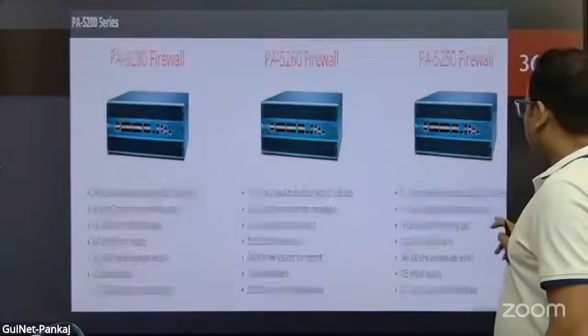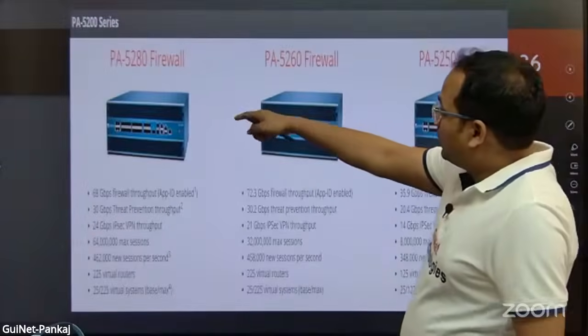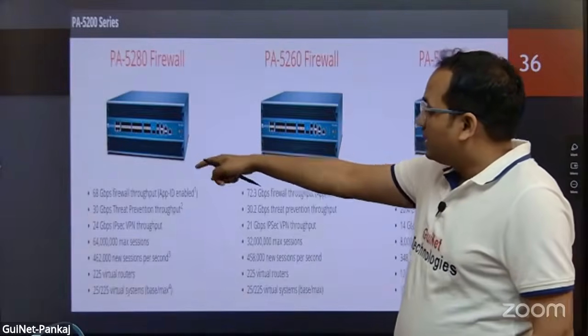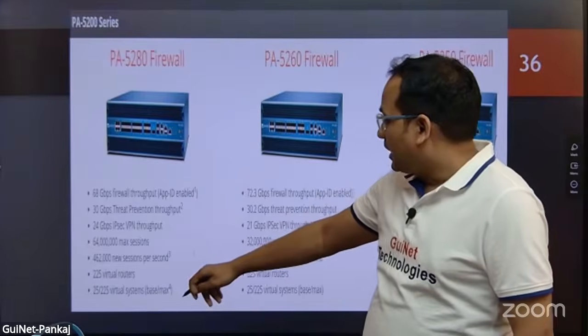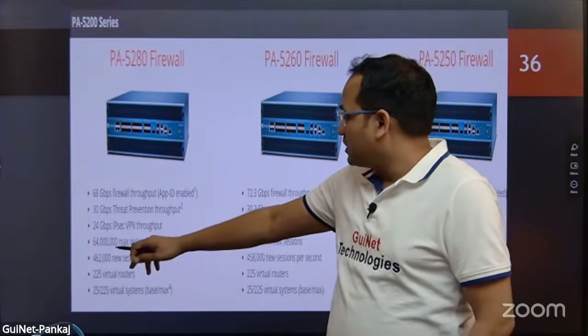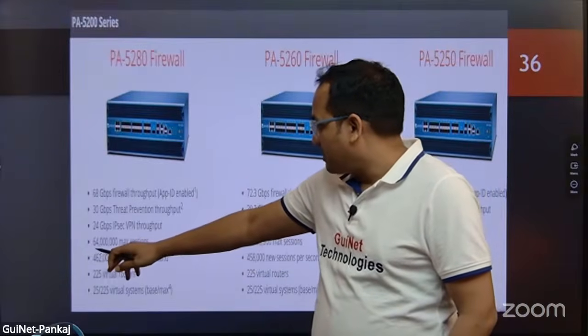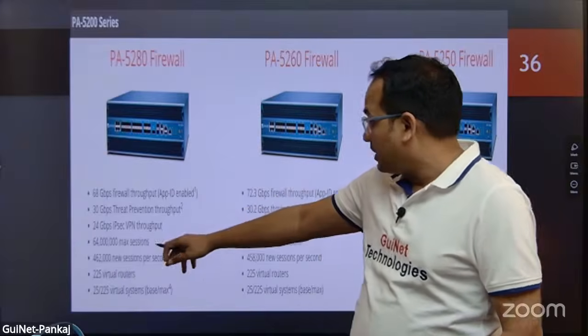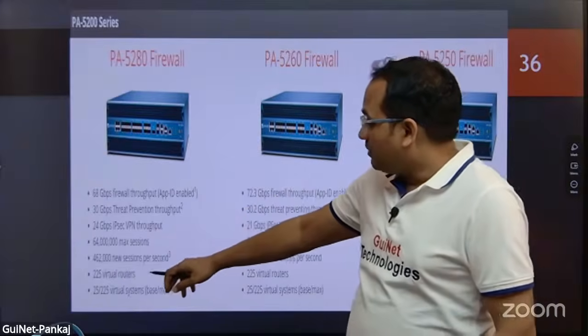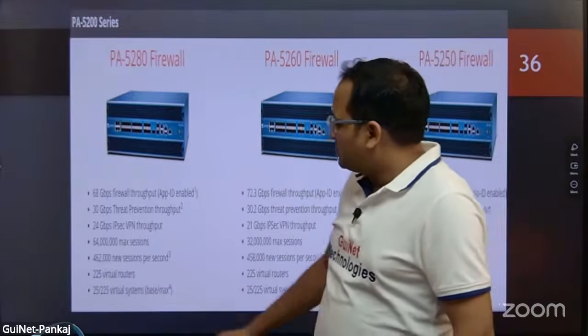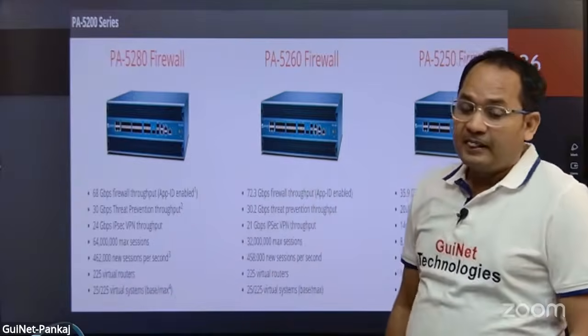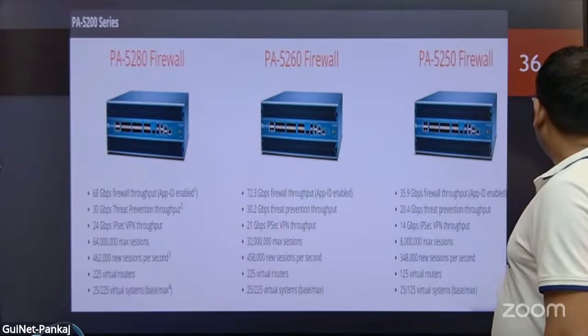All right. So if I move to the next one, you can see the Palo Alto 5000 series of firewall, right? You can get 24 Gbps VPN throughput, and maximum sessions almost 6,40,000, or 64 lakh I think, maximum sessions you can get, and 225 virtual routers, and they also support VSys. What is VSys? Sometimes in an interview you may be asked what is VSys.